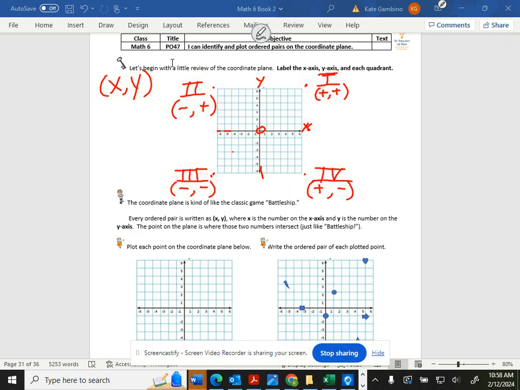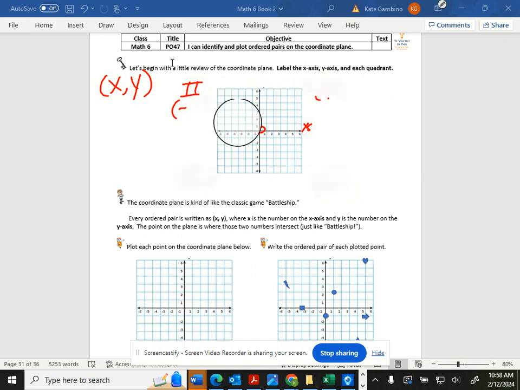So then he says the coordinate plane is kind of like the classic game Battleship. So when you play Battleship and you want to try to hit your opponent's ship and you tell them what coordinate you want them to look at if they have a ship at, it's kind of like that. All right, let me erase so I can scroll up.